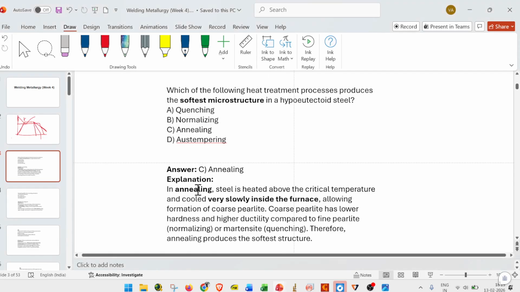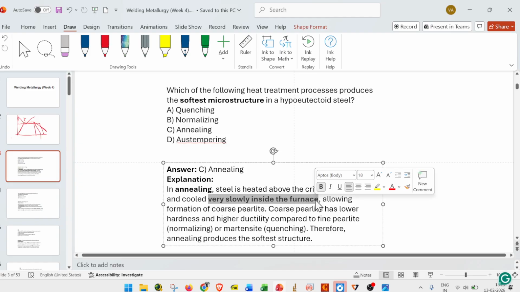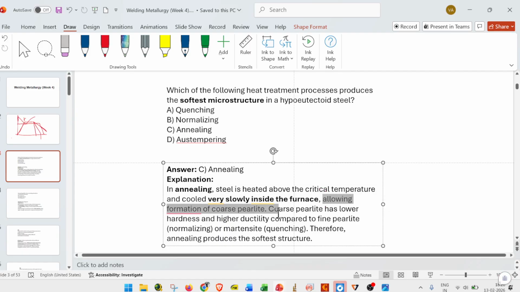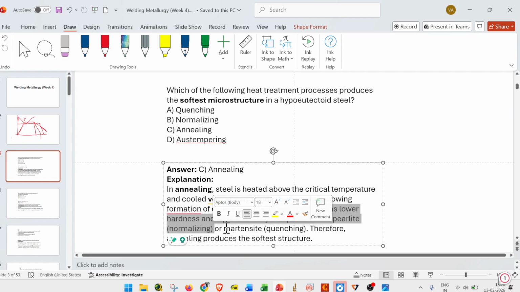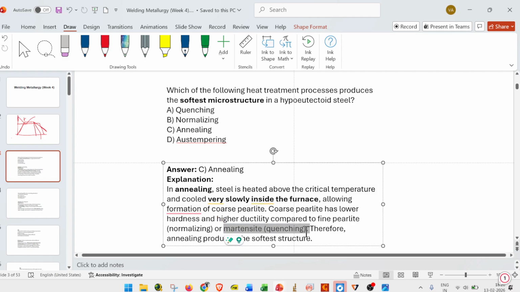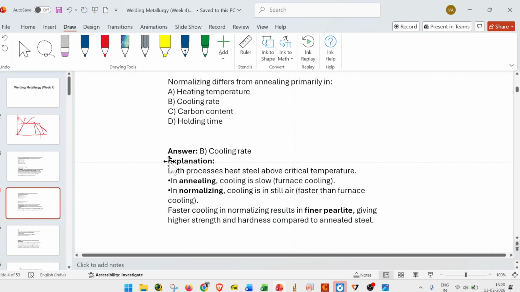So in annealing, steel is heated above the critical temperature and cooled very slowly inside the furnace. Furnace cooling allows the formation of coarser pearlite. Coarser pearlite has lower hardness and higher ductility compared to finer pearlite. That is normalization. Martensitic phase forms when we do the quenching operation. So therefore annealing produces the softer structure. Okay, next question.